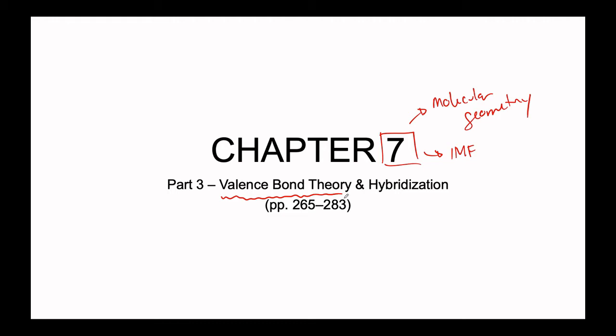The second theory we are going to talk about, which is the next lecture part of Chapter 7, is known as molecular orbital theory. So we'll just put a pin in that discussion and focus on valence bond theory, as well as the hybridization of atomic orbitals for today.